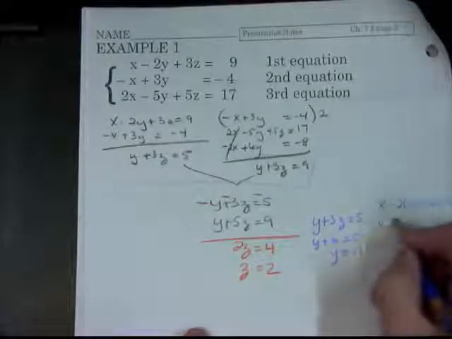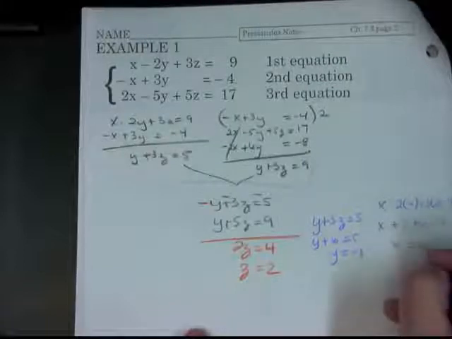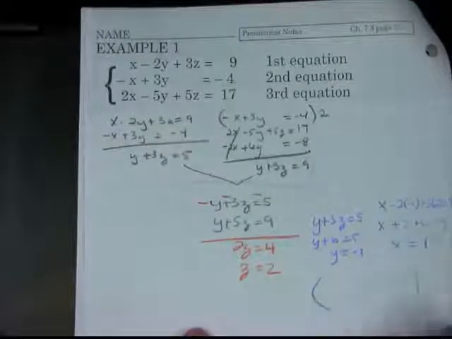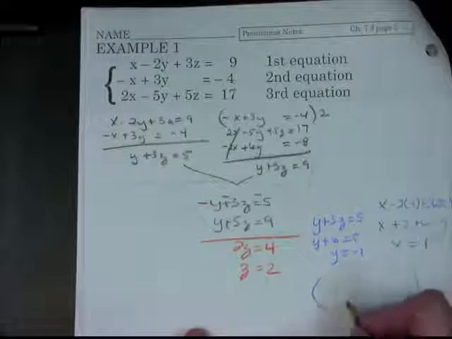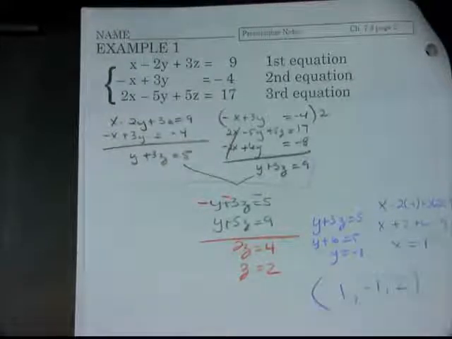So x plus 2 plus 6, that's 8. Subtract it, I get a +1. Now I put it in ordered triple format of x, y, and z. Now this is our kind of old elimination form.